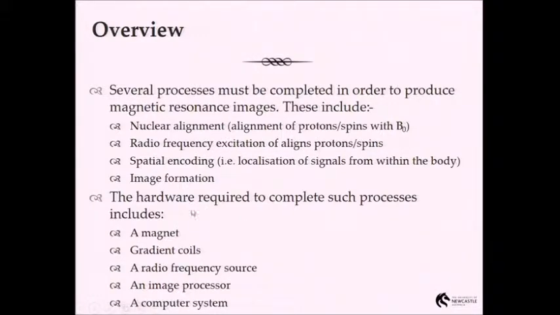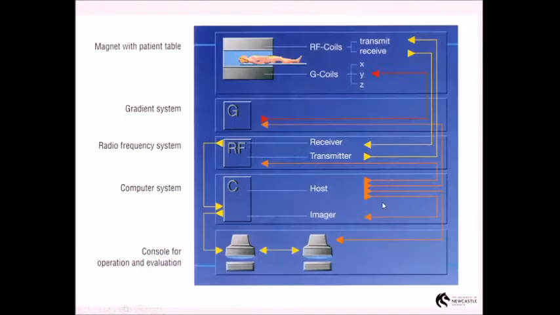So we accomplish this by obviously having a magnet for alignment. Gradient coils will help us with spatial localization. We need a transmitter, a radio frequency source. We need an image processor and a computer system to do all the reconstruction. So again, just giving you a diagram that explains this.